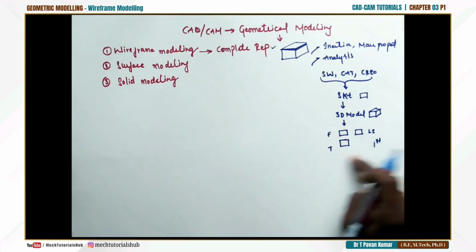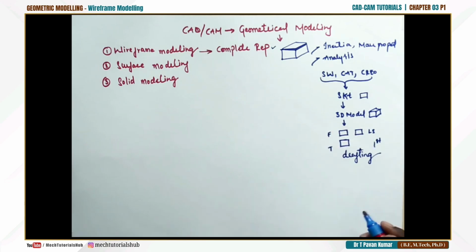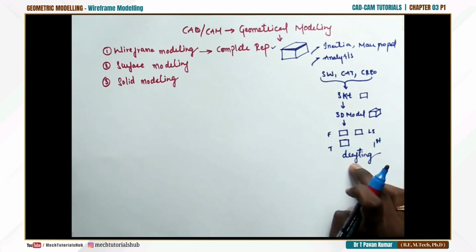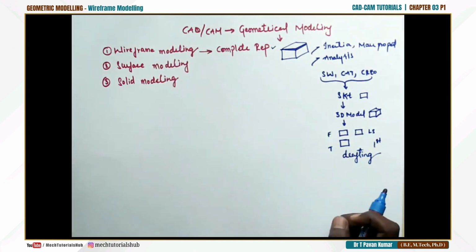This extraction method we call drafting. It is one of the modules in software like SolidWorks, CATIA, ProE, Creo or Unigraphics. This is what we do. In wireframe modeling, this drafting step is done initially. That is the basic difference. Try to get my point.